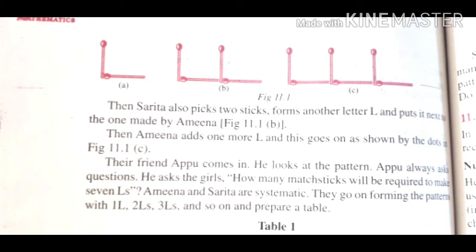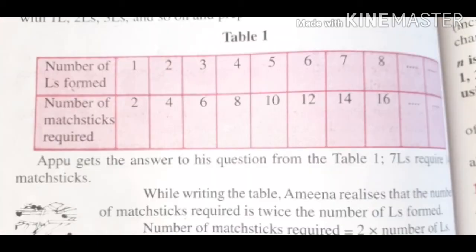Why do we take 2 times the number of L's? Because to form 1 L, 2 matchsticks are required. The number of L's is represented by n. n is a variable. It can't have a fixed value, it can vary. For 1 L, 2 matchsticks are required. For 5 L's, the number of matchsticks required is 10. Like that, the number of L's that can be formed is represented by the small letter n.